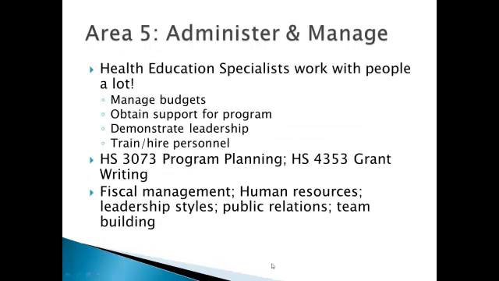Next is administer and manage. As you've heard us already mention, health education specialists work with a lot of people. We have our hands in a lot of different pots when it comes to health education, whether that be managing budgets, obtaining support, whether that's community support or financial support, in terms of maybe writing grants.